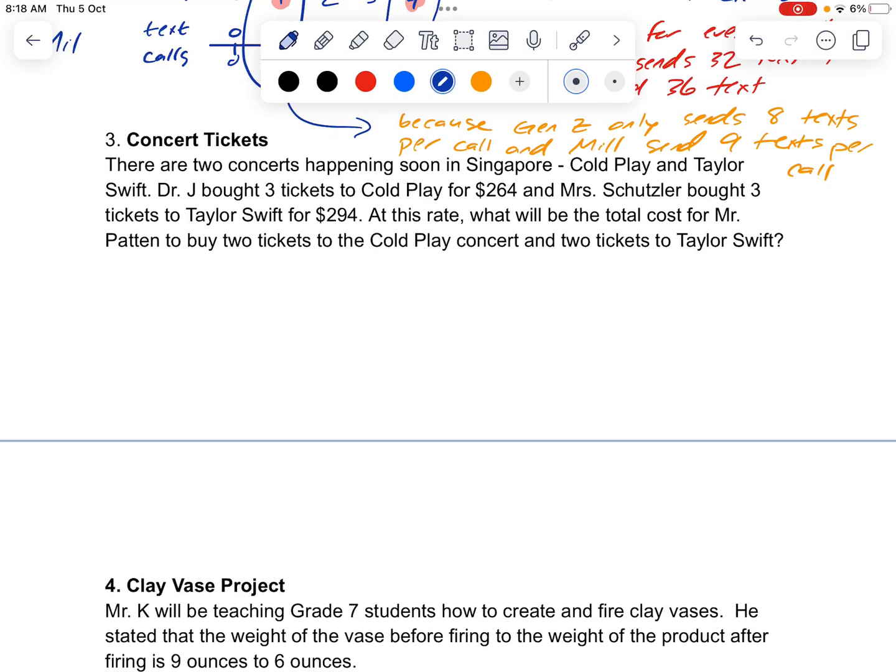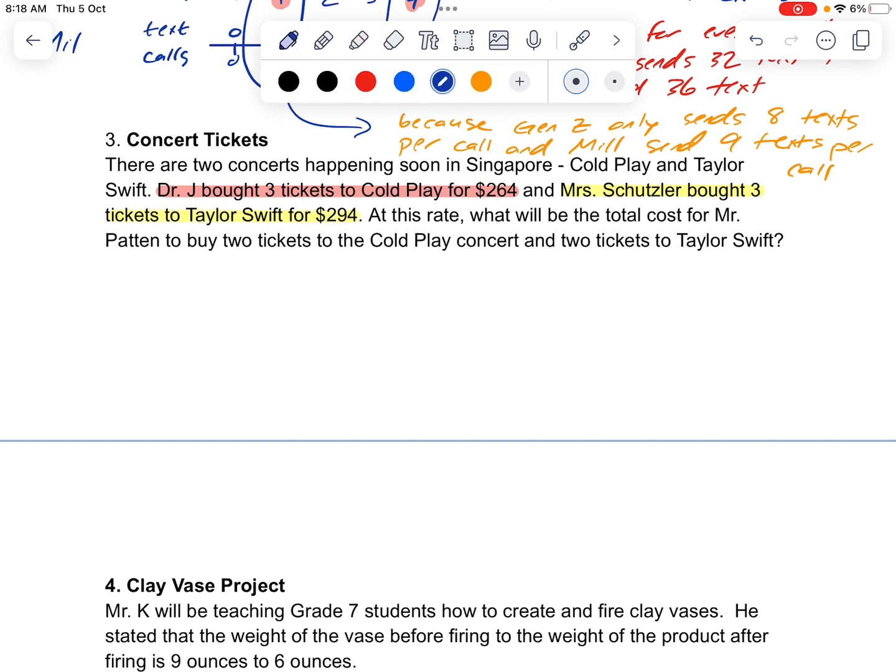All right, so we're going to buy some concert tickets here. For this problem, the important information is that Dr. J is going to buy 3 tickets to Coldplay for $264. And Miss Schutzler is going to buy 3 tickets to the Taylor Swift concert for $294.